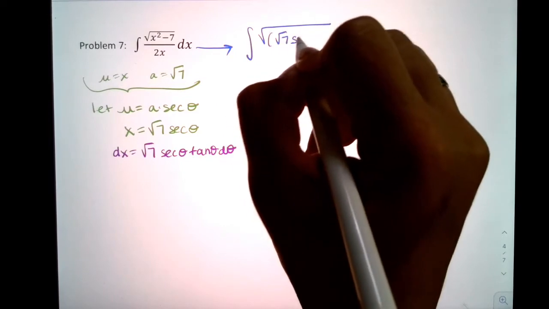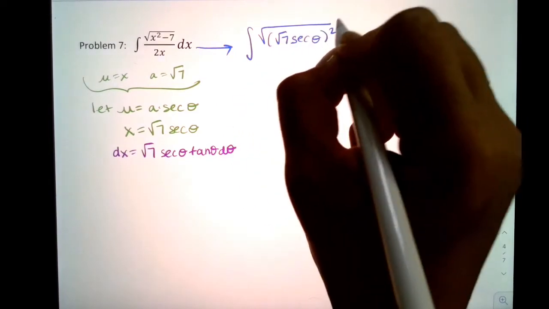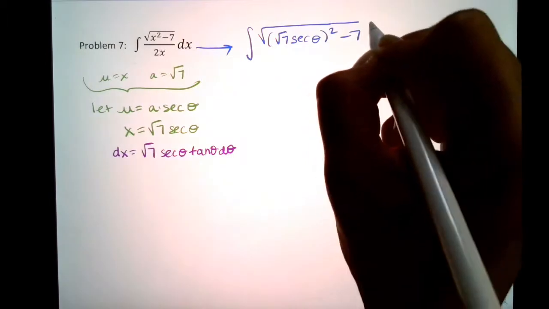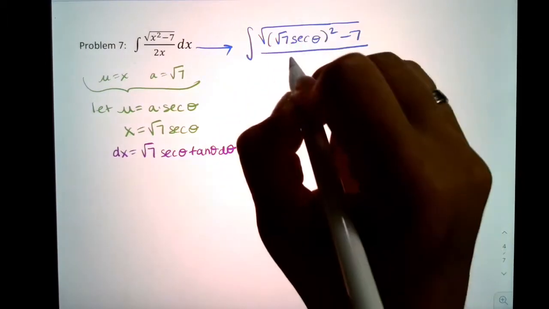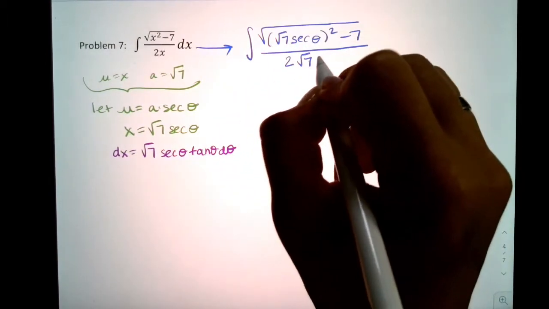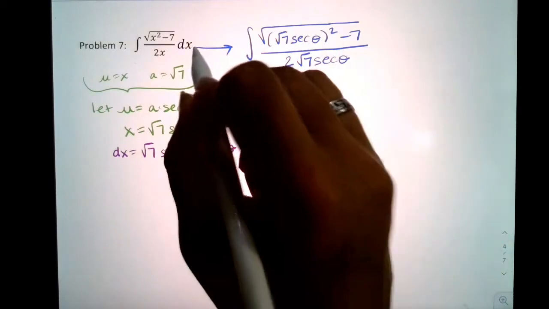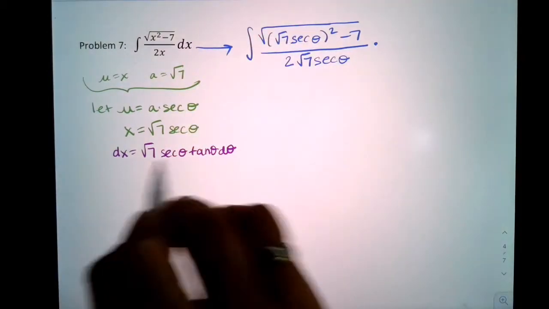Square root of 7 secant theta. All of that's squared, right? Then I have a minus 7. In the denominator, I have 2 times x. Got it. And in place of dx, what do I have? This whole statement over here.